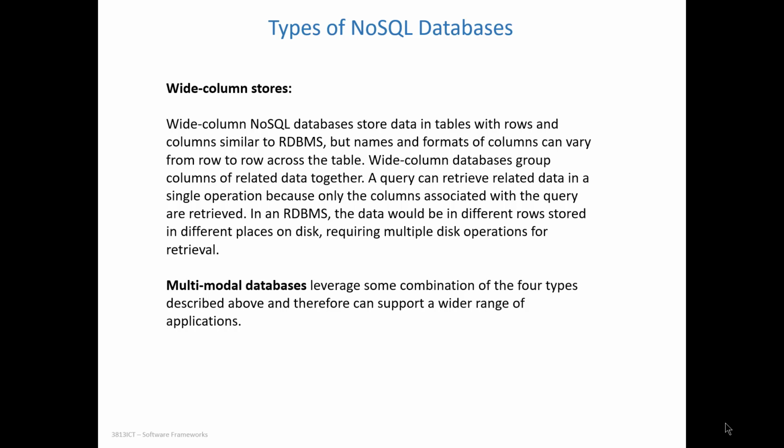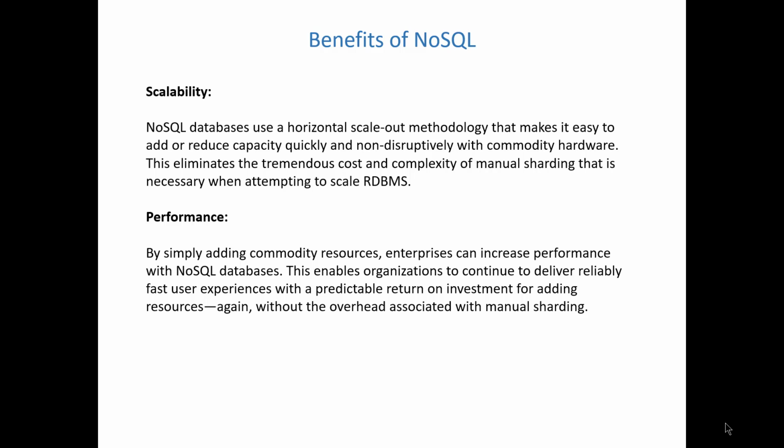In an RDBMS, the data would be in different rows, stored in different places on the disk, requiring multiple disk operations for retrieval. And lastly, we can actually have a combination of all four types, picking the best of each option.